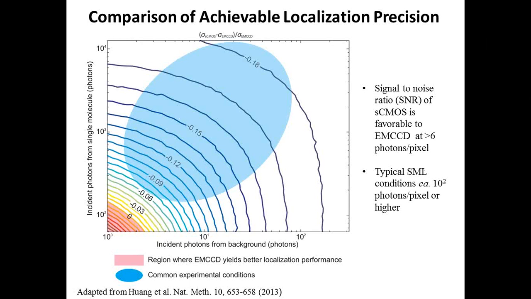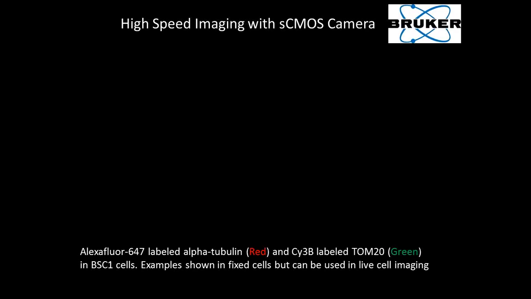So basically, if it's less than 6 photons per pixel, then the EMCCD will work better. But for most other applications, you can use the SCMOS camera and get better performance. Of course, you have a larger field of view and you can image faster. So it's an ideal camera to use for live cell super resolution imaging.